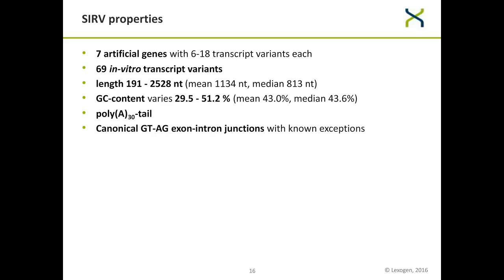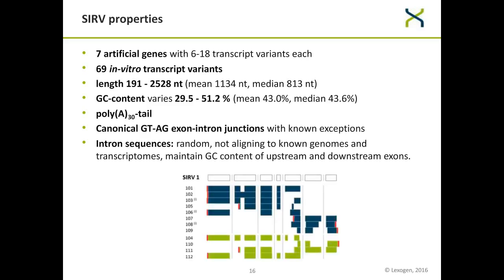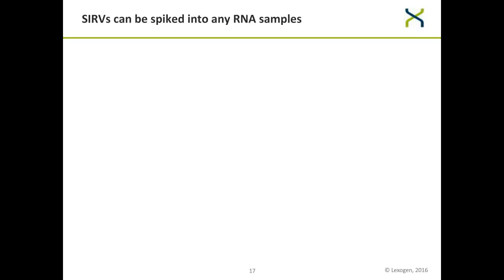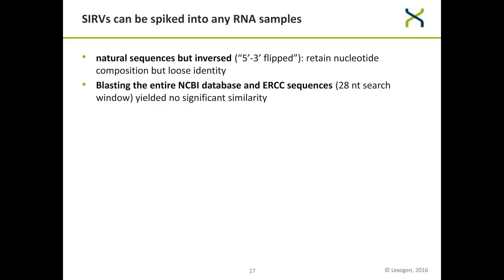We also observed the exon-intron junction rules, meaning that most of them have the canonical GT-AG dinucleotides. However, we also have included a minor fraction of known exceptions. The intron sequences are also defined, meaning that the annotation has intron sequences and they are not left blank. These are random and do not align to known genomes and transcriptomes, and actually also maintain the sequence properties of the neighboring exons. Now, the exons themselves actually have been tested thoroughly.